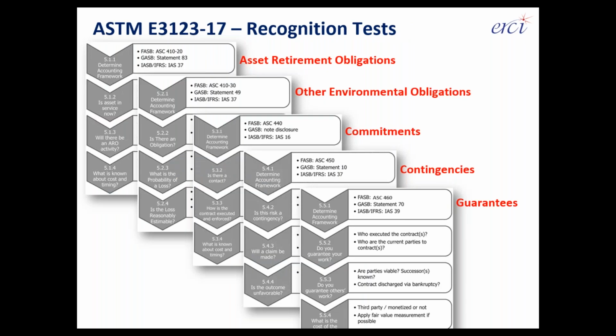Just a little bit on how the recognition tests look and function. We built for each of the 5 liability types a 4-step process. And the 4-step process is just laid out here in sort of a herringbone pattern where we ask each user to identify their accounting framework, which is laid out from higher up in an organization, identify if there's an asset in service or an environmental obligation in place or a contract contingency or guarantee. And then the next couple of logic steps. Will there be an activity that involves spending, and is that spending and its associated timing known or unknown, and to what extent?